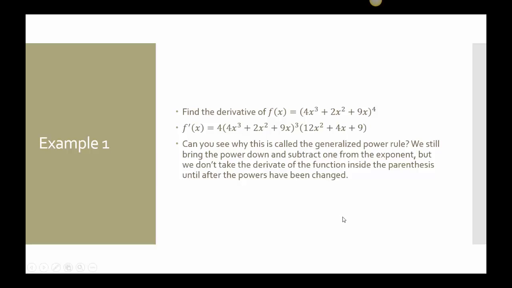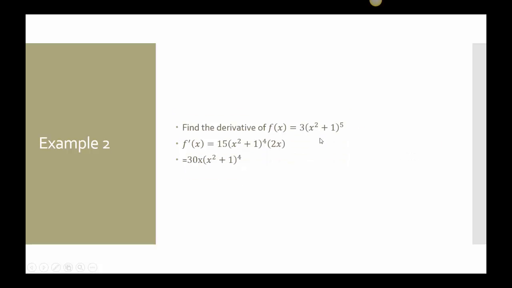Can you see in this example why we call it the generalized power rule, the chain rule? We still bring down the power, we still subtract 1 from the exponent, but we don't take the derivative of the function until after we've changed the powers. So it still has that power rule feel, but it also has that chain feel that we have different links. We have the 4, we have this part cubed, and then we have this 12x squared plus 4x plus 9. So there's our links that make up our chain.